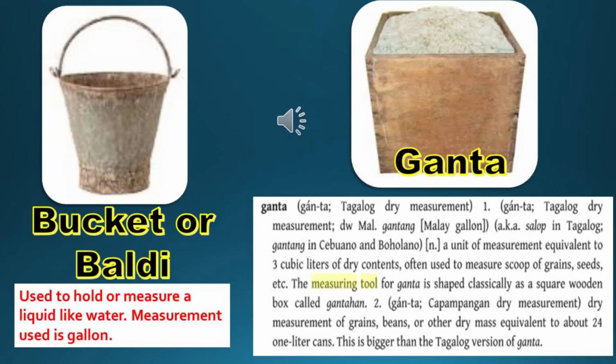We have also the bucket or balde. This is used to hold or measure a liquid like water. But now the measurement used is in gallon. Another one is the ganta, or the so-called gantangan in Bisaya or gantang in Tagalog.